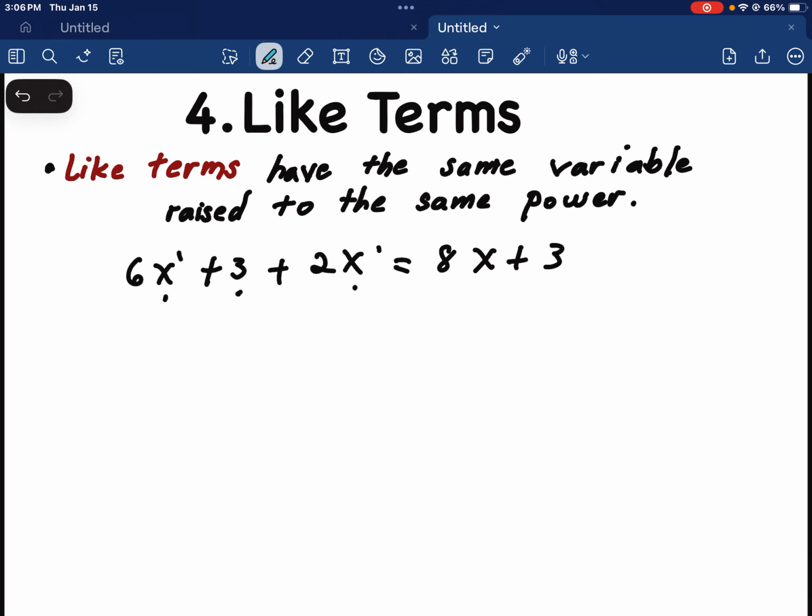Another example is 8m minus 3m plus 6. It's almost the same except for we have negative and also we have a variable of m. We can always combine two terms here, which is the 8m and negative 3m, and we have 5m, and copy the 6.